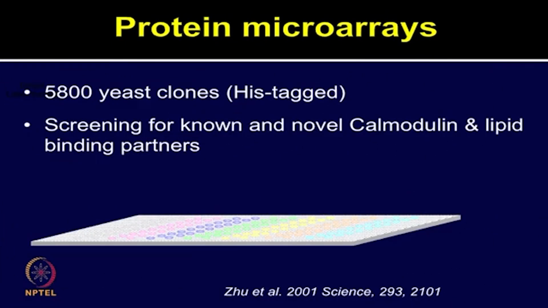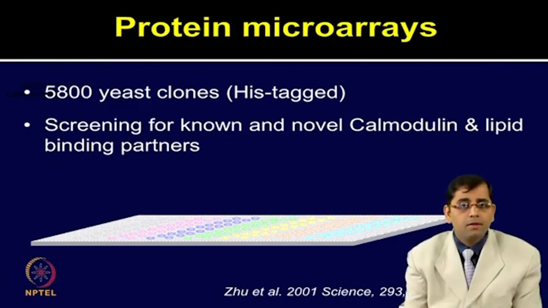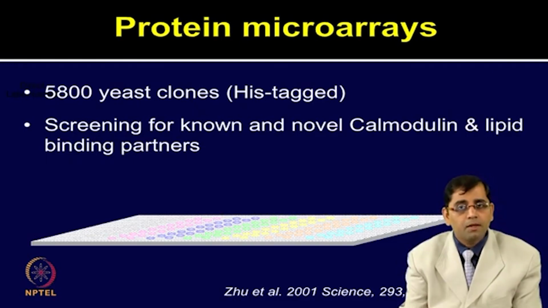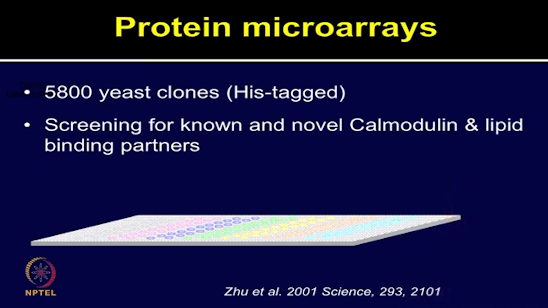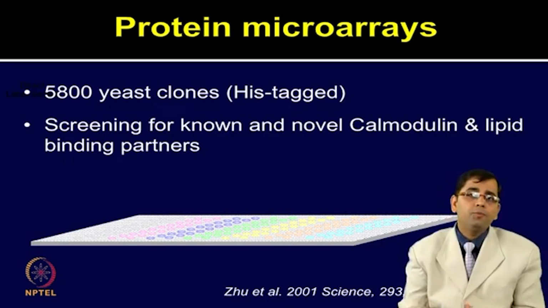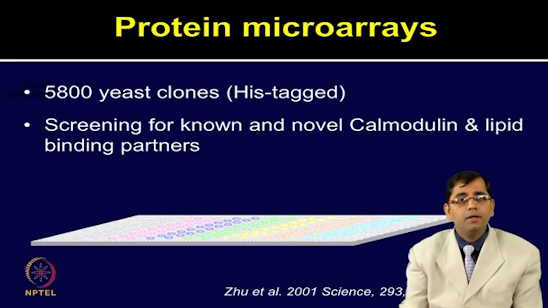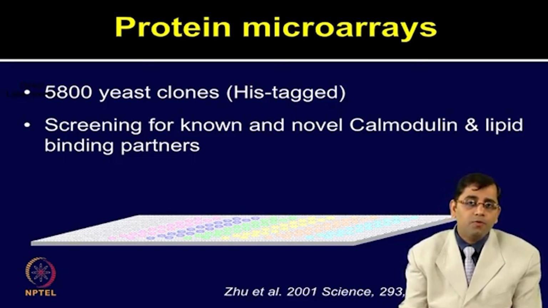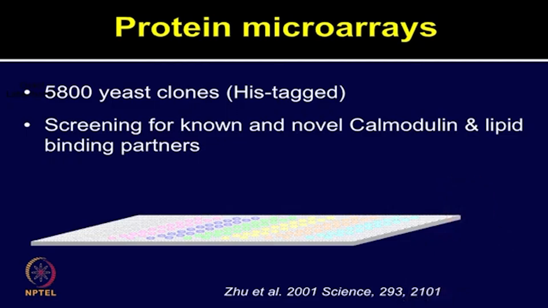Other groups, such as Mike Schneider's lab, started doing yeast proteome based investigation, and they used 5800 yeast clones which were histidine tagged to screen for known and novel calmodulin and lipid binding proteins. This was a full scale yeast protein array, and in 2001 it showed the potential of this chip technology for protein interactions and different types of functional applications.